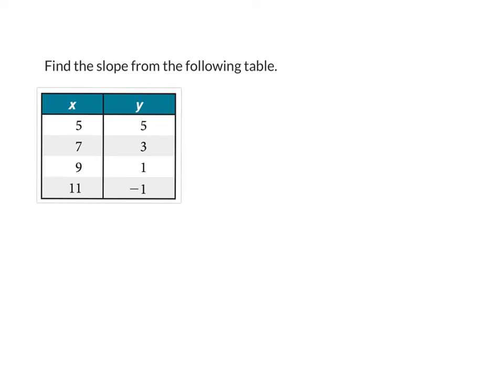So in this case, I'm going to start by choosing, let's say, 7. So my x is going to be 7, my y is going to be 3. So I'm going to write down the point 7, 3. Now, this is the point that I'm using. You could also have chosen 5, 5, or you could also do 5, 9. There's nothing wrong with the point that you choose. The next point is going to be 11 and negative 1.